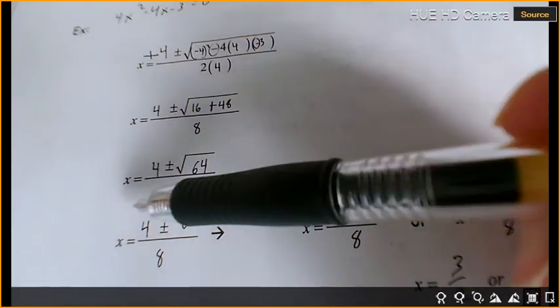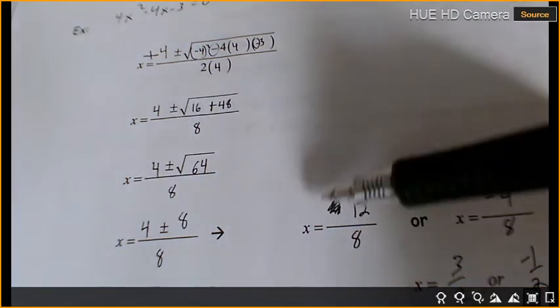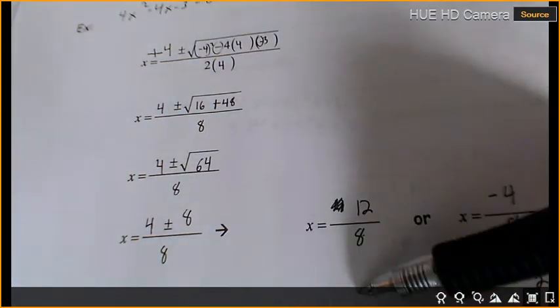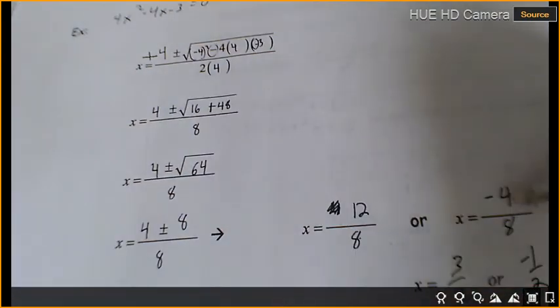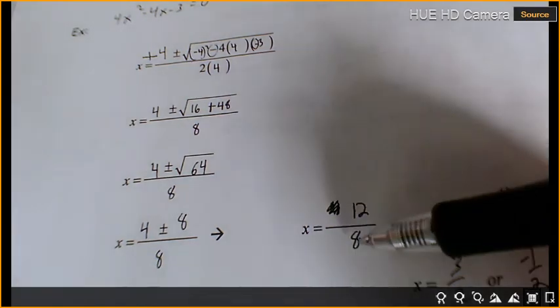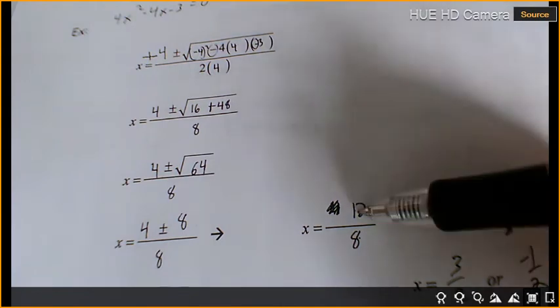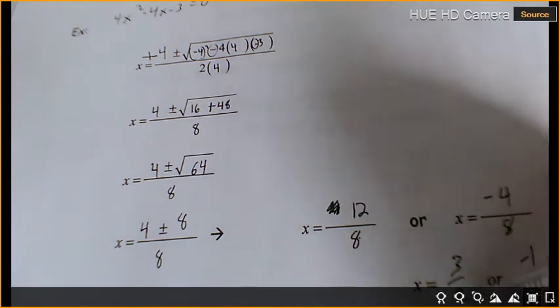I don't understand that. This part here? Yes. Okay. So I went 4 plus 8 gives me 12 over 8. And then I went 4 minus 8 gives me negative 4 over 8. Okay? 12 over 8 gives me 3 over 2, because 4 goes into 12 3 times, 4 goes into 8 2 times.